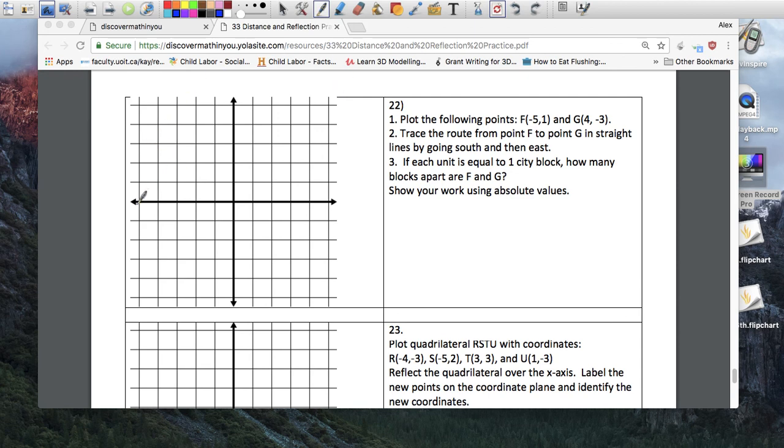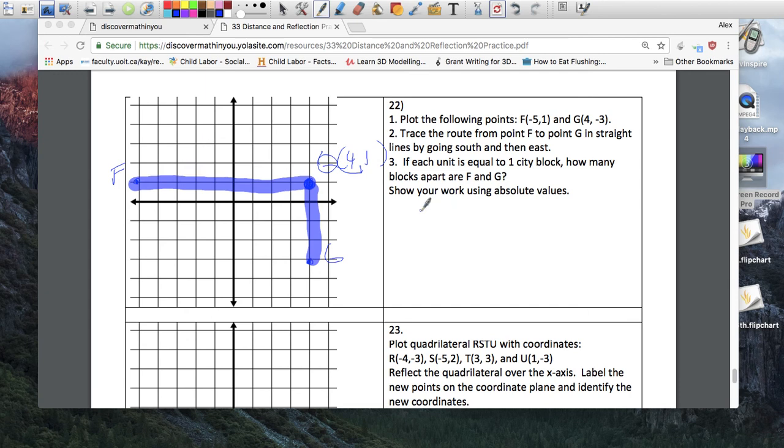So F is negative 5 and 1, negative 5 and 1. G is 4 and negative 3, so here's G. So I'm going to trace that route. You're going to go this way, and then you're going to make a right turn and go south, right? So again, we can find out what that point is. It'll come in handy. That point is 4 over and 1 up, 4 and 1. So you can find the distance between F and Q first, and Q to G.